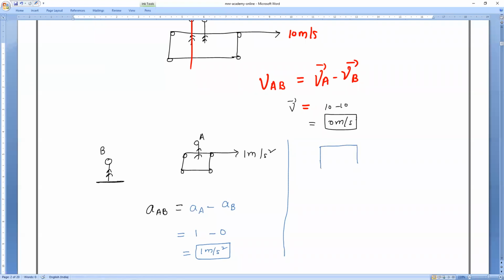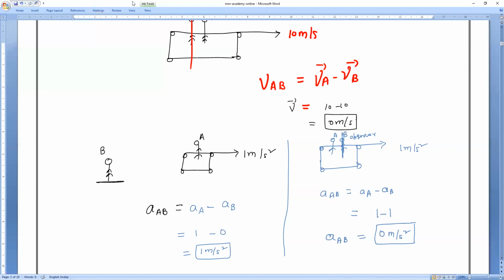Let me take another trolley where both A and B are traveling on the same trolley, and the trolley is moving with the same 1 meter per second square. B is my observer. Now tell me, with respect to B, what is the relative acceleration of A? Acceleration of A minus acceleration of B, which is 1 minus 1. So the relative acceleration of A with respect to B is 0 meter per second square.